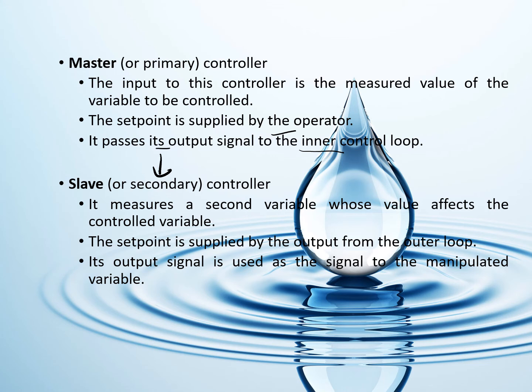The slave controller will measure a second variable whose value affects the control variable. The set point is applied by the output from the outer loop, meaning the set point is based on this master loop. Its output signal is used as a signal to the manipulated variable. So this output signal will be sent to the control valve, and the control valve will be adjusted based on the corrective action given by this slave controller.